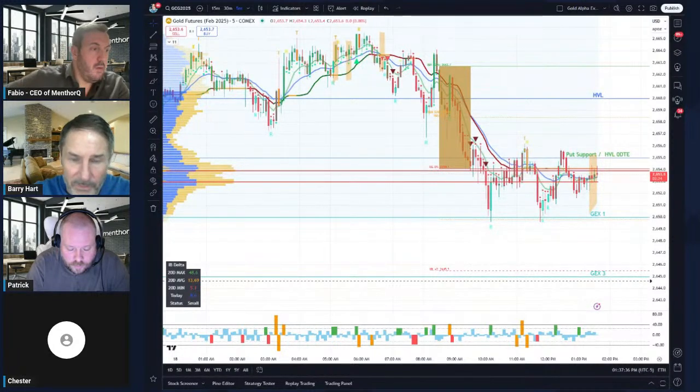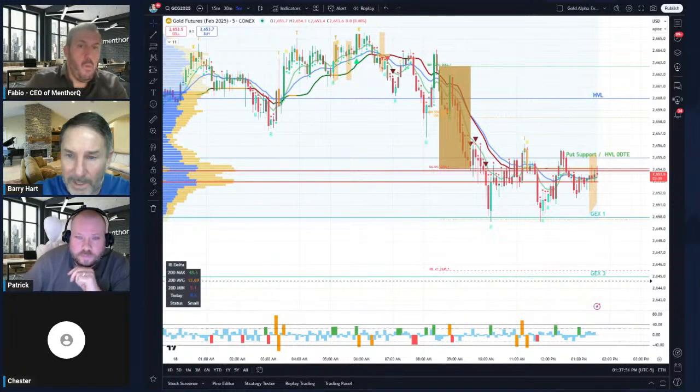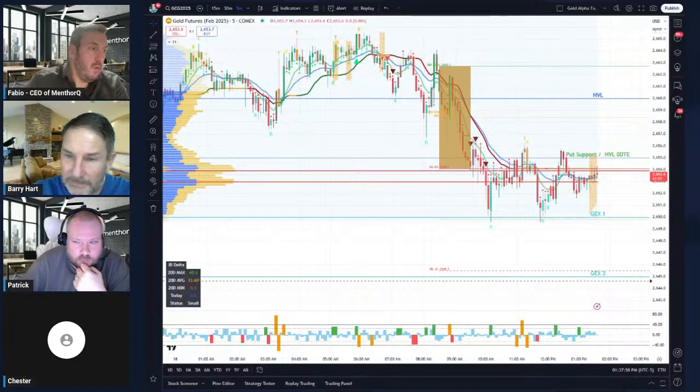I'm going to get at least 4.3 of range, and probably more, because relative to the average initial balance, this was a small initial balance. So I'm probably going to get more, but I feel really good about being able to get what I can get. And right here at 1.5 the IB, we have GEX1. Coincidence? I don't think so.